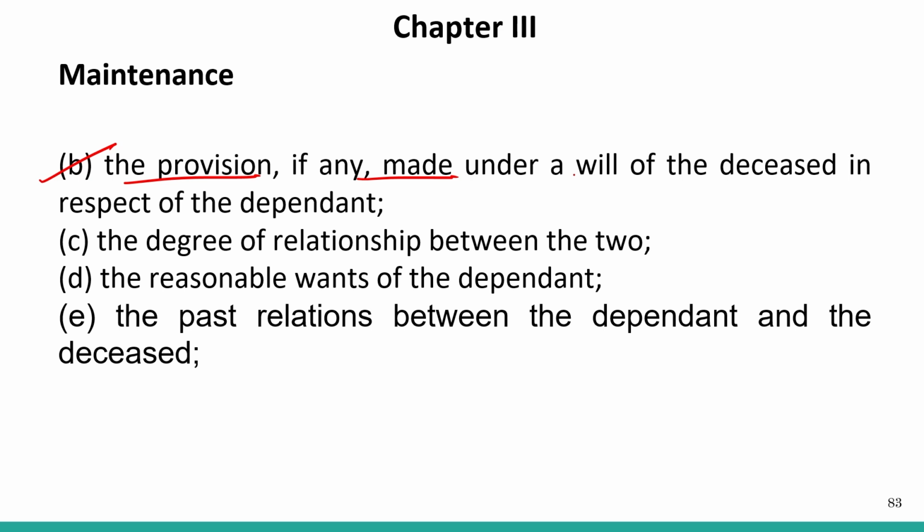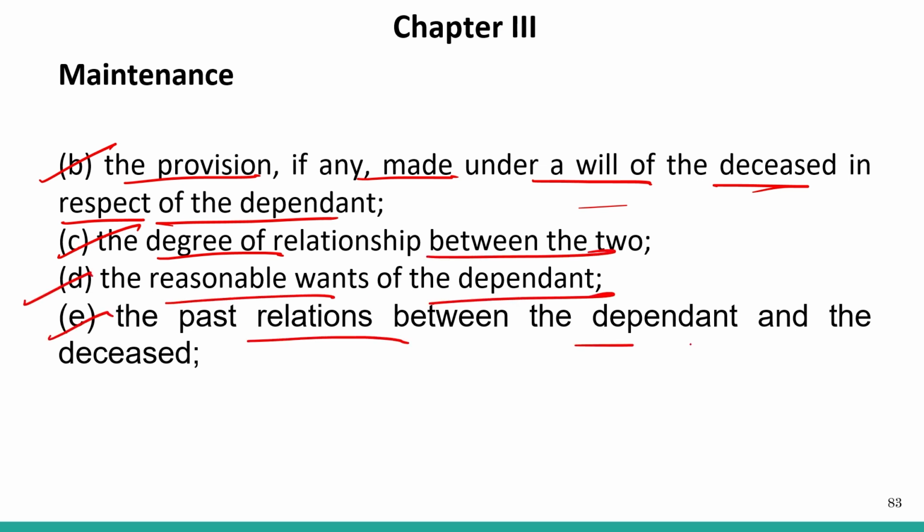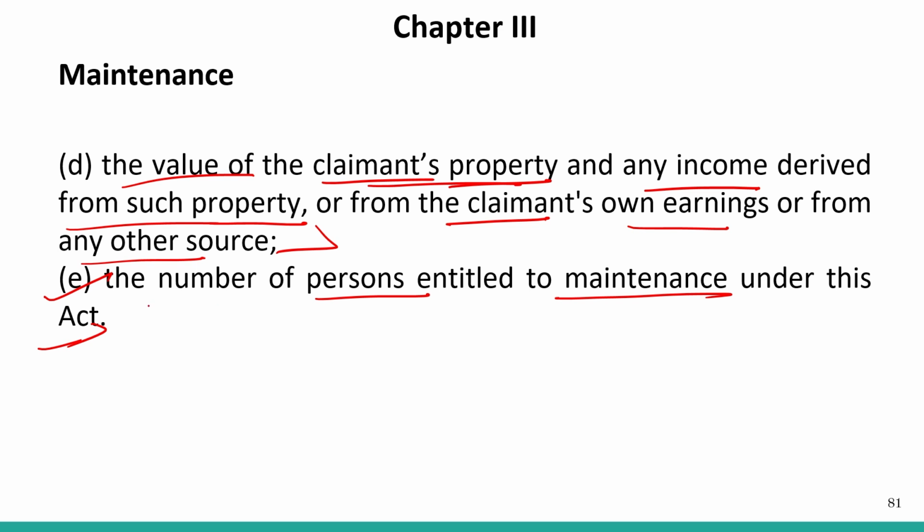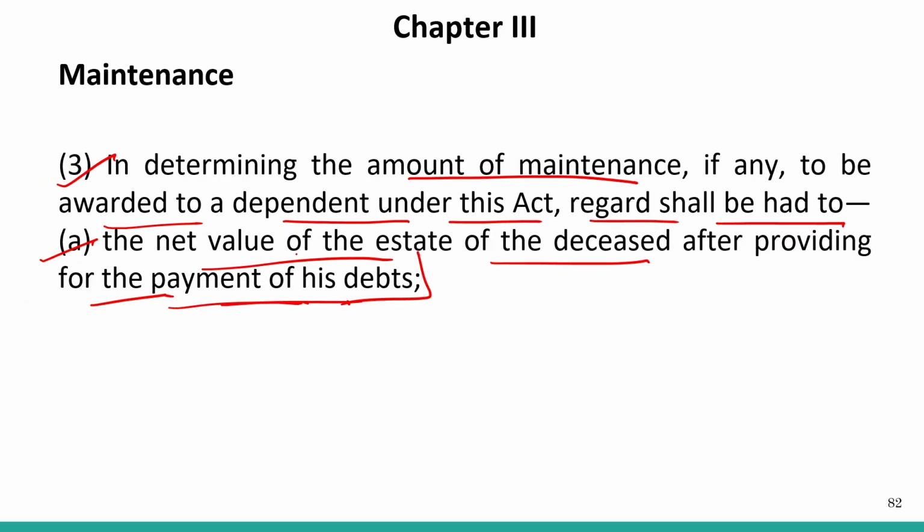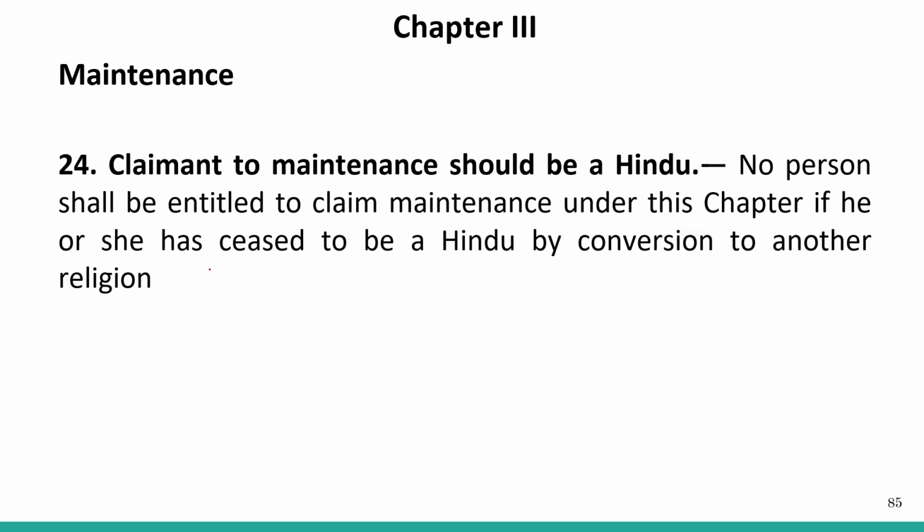provisions, if any, made under a will of the deceased in respect of the dependent, the degree of relationship between the two, the reasonable wants of the dependent, and the past relations between the dependent and the deceased. It is almost the same.